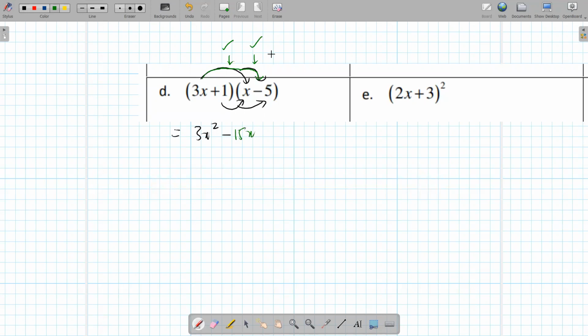And now we've dealt with the arrows on the top. Now we look at the bottom. We do plus 1 times x, which is a plus x, yeah? And then we do plus 1 times negative 5, which is minus 5, like that.